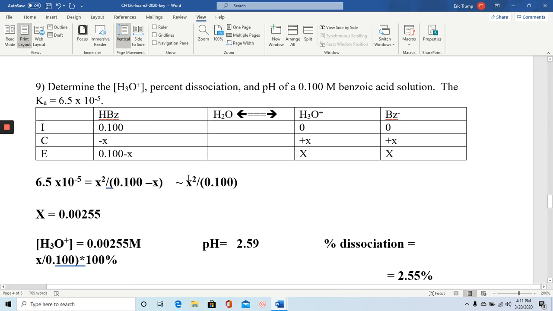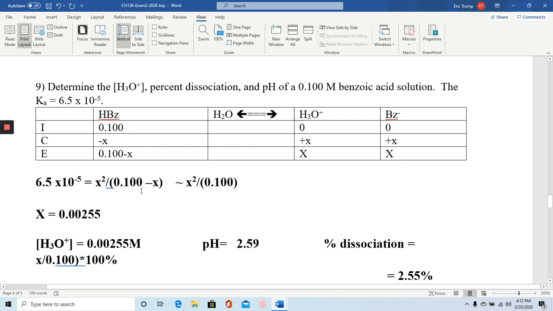Okay, we can approximate in this case because our initial concentration is more than 1,000 times greater than our Ka. So this simplifies to X squared over 0.100. So solving for X, we get 0.0255. Okay, minus the log of that is 2.59.